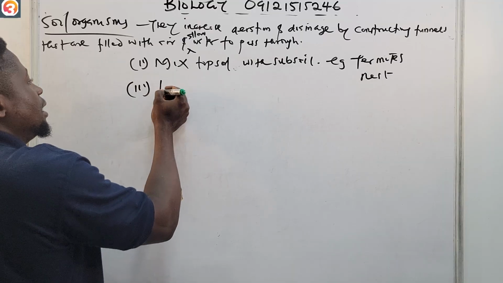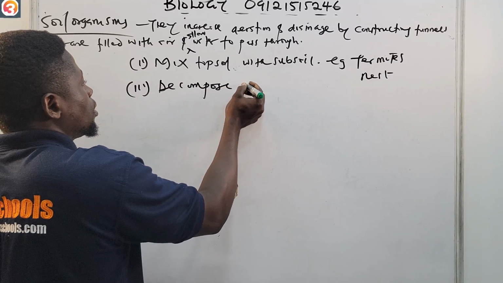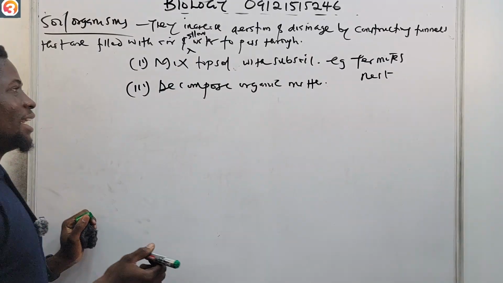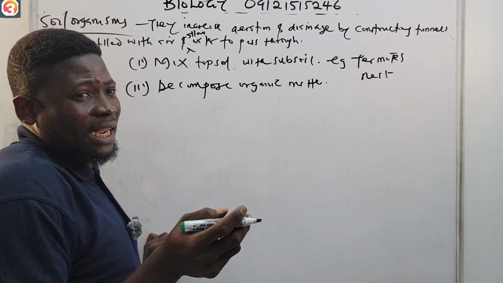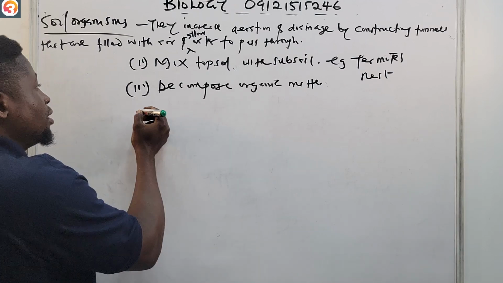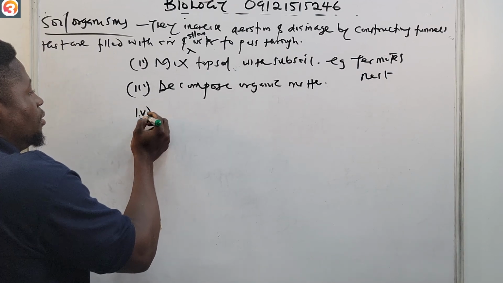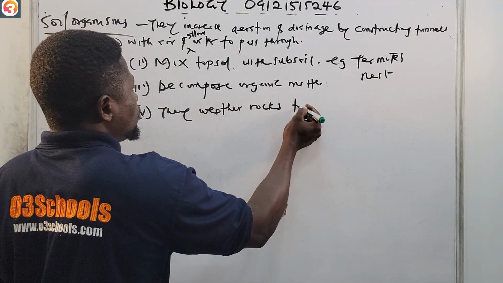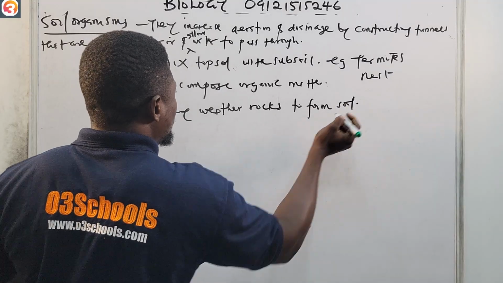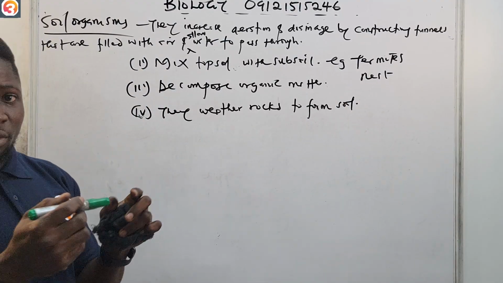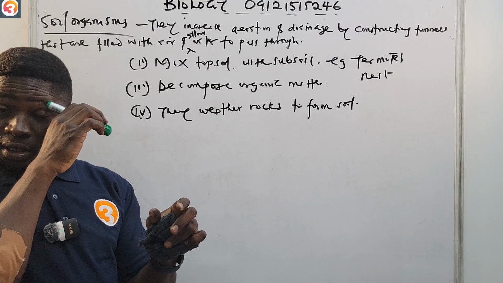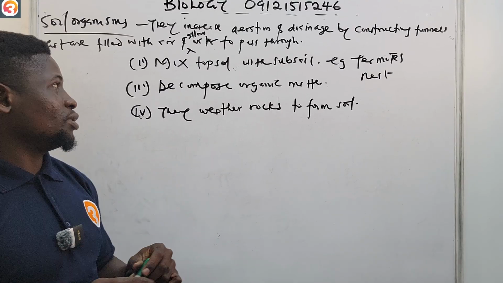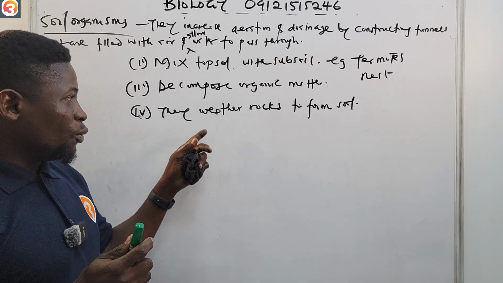Number three, they decompose organic matter. Very, very important. And number four, they weather rocks to form soil. This is biological weathering. They can burrow into rocks and eventually lead to the breakdown of those rocks. So they weather rocks to form soil, and they decompose organic matter.